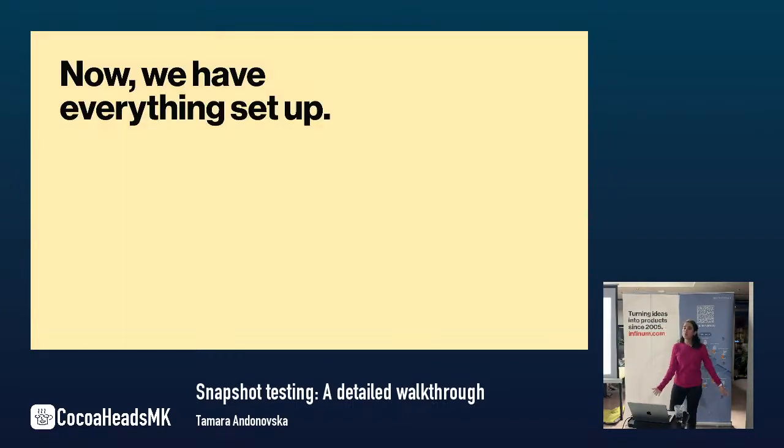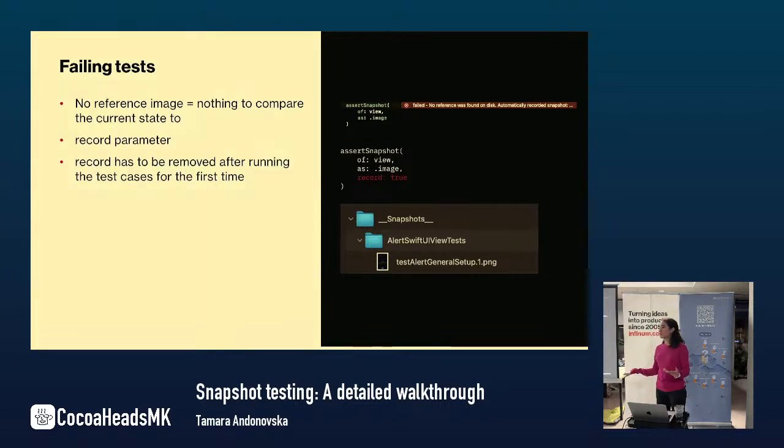Now we have everything set up, and let's pretend we covered all test cases, even though we only technically covered 1 setup. We run the tests, and we get a bunch of red, a bunch of errors. So what did we do wrong? We didn't do anything wrong. It's in the way that snapshot testing works. We never recorded a reference image. We never stored an image anywhere, and therefore we have nothing to compare our current user interface against. And that's exactly what this error says. No reference was found on disk.